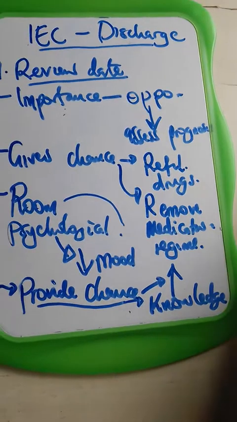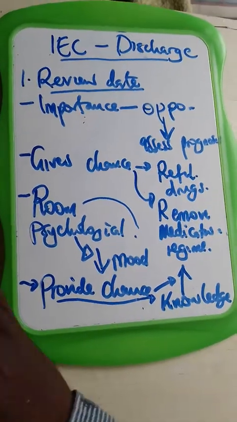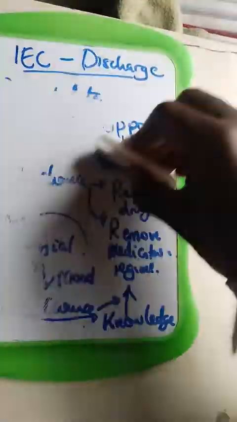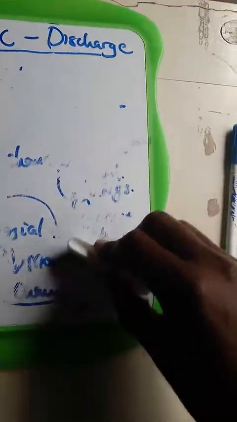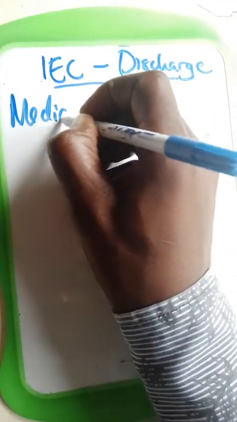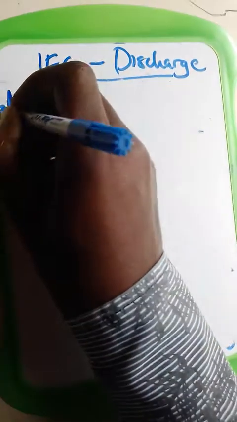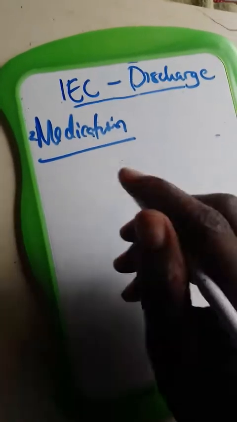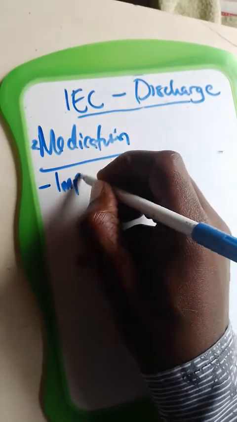So we have to move on to the next one, which is medication. In case you identified your IEC to say medication, what can you write? What are the possible headings that you can come up with in terms of medication? So under medication, this is number 2. What you can come up with is you need to explain the importance.